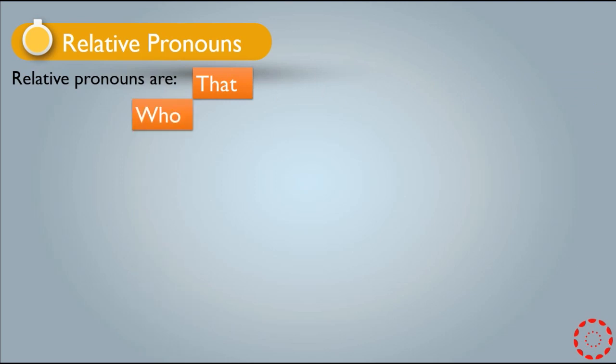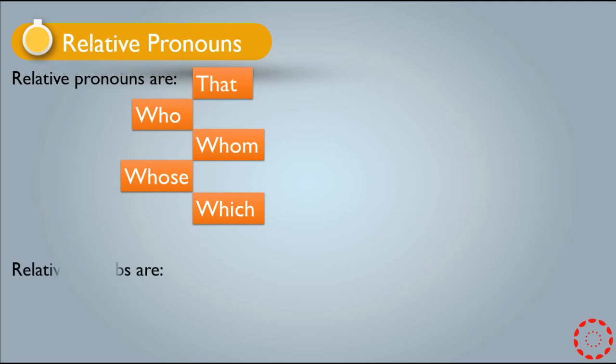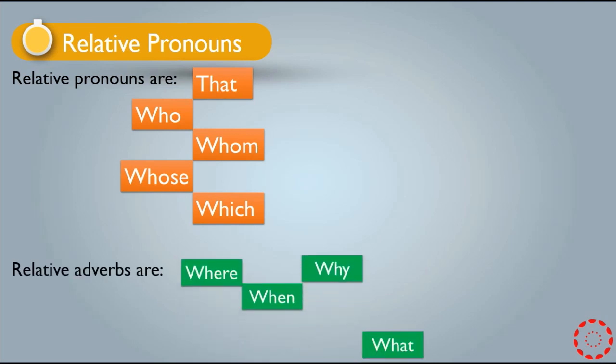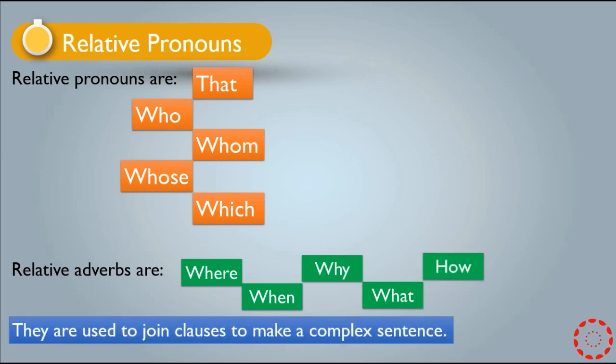Relative pronouns: we have 5 relative pronouns, which are that, who, whom, whose, and which. And also we have relative adverbs, which are where, when, why, what, and how. They are used to join clauses to make a complex sentence. It means both relative pronouns and relative adverbs are used to join clauses to make a complex sentence, in other words, to make longer sentences.